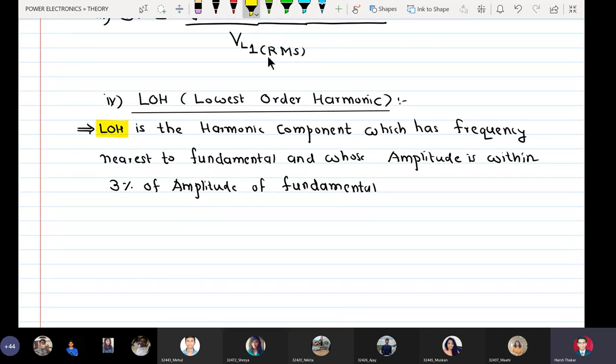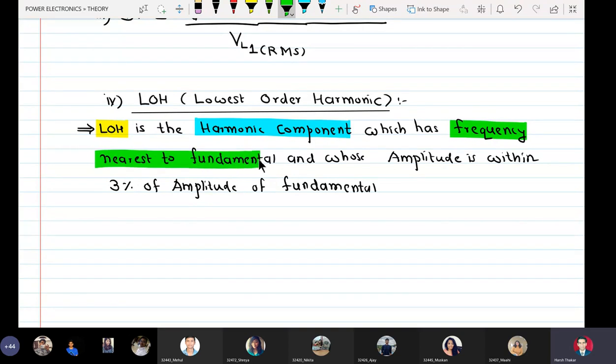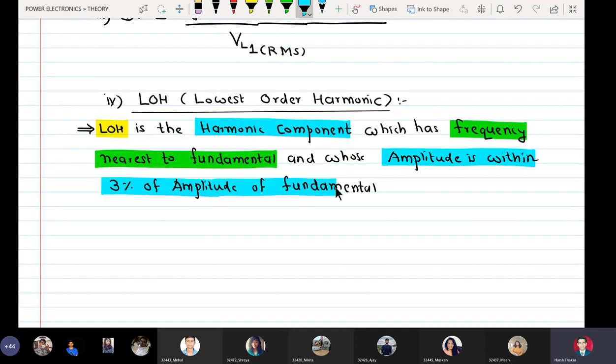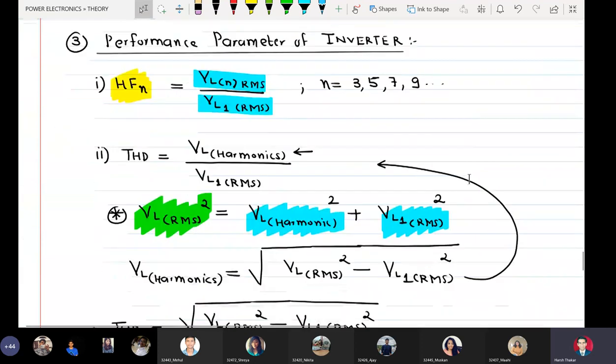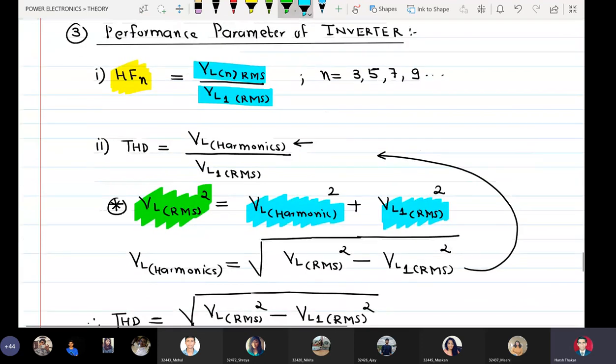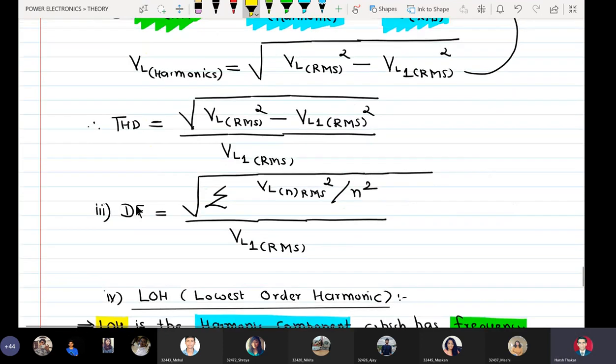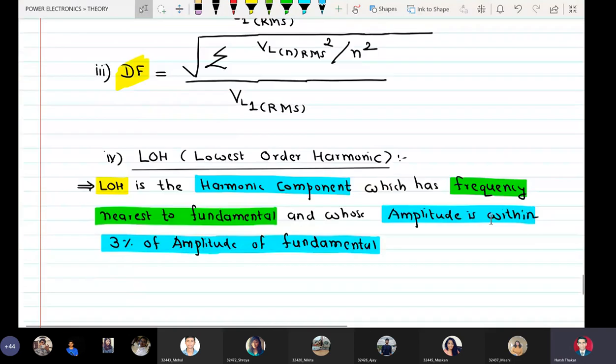The LOH is the harmonic component which has frequency nearest to fundamental and whose amplitude is within 3% of the amplitude of fundamental. Okay, so this is the definition. So having mathematically expressed all the performance parameters of inverters, that is harmonic factor of nth component, then we have total harmonic distortion, then we have distortion factor, and we have LOH.